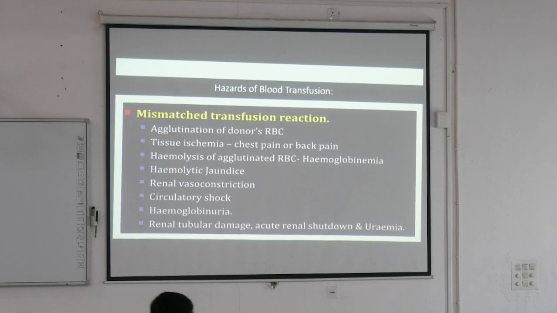Mismatch transfusion reaction: agglutination of donor RBC, tissue ischemia, chest pain or back pain, flank pain, hemolysis of agglutinated RBC, hemoglobinuria. The patient will pass red to pinkish urine, hemolytic jaundice with indirect hyperbilirubinemia, renal vasoconstriction, circulatory shock. As there will be huge blood loss and huge hemolysis, there will be shock, tissue will be less perfused, tissue will thrive for oxygen. Finally, renal tubular damage, acute renal shutdown, uremia, stroke, and the patient will collapse.